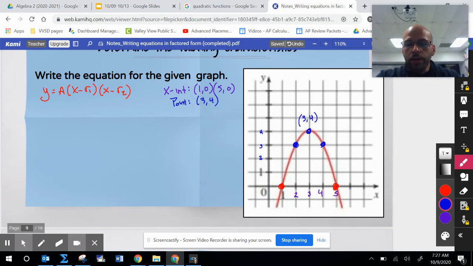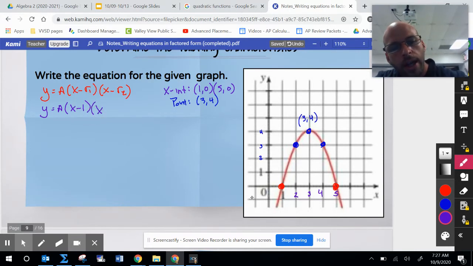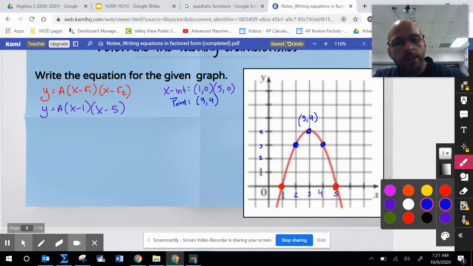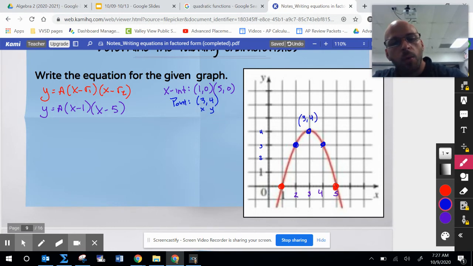So if I plug those values in, I'm going to say y equals, I'm going to start with the x-intercepts. I like to just start slow. So x minus my first x-intercept, which is 1. X minus my second x-intercept, which was 5. So now I can plug in my point. Remember, x comma y. So the y is 4. The x is 3. So everywhere there's an x becomes a 3.